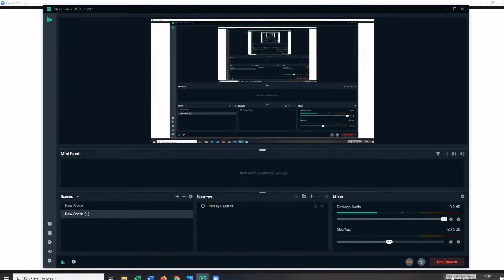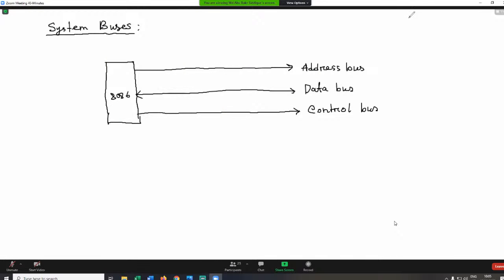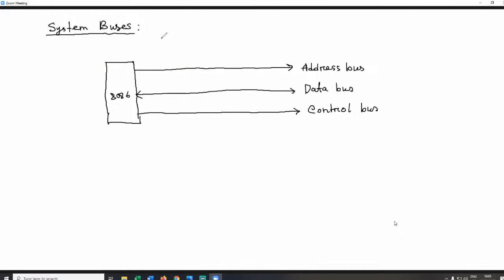What is the other type? Control bus. Okay, so these are the three types of buses, and we have memory here, memory device. And maybe we have input device. You can write IO.